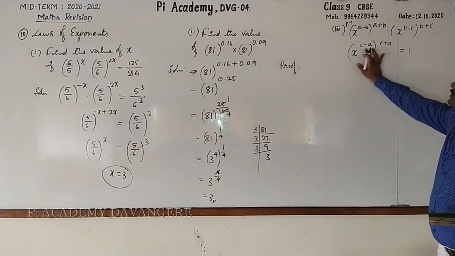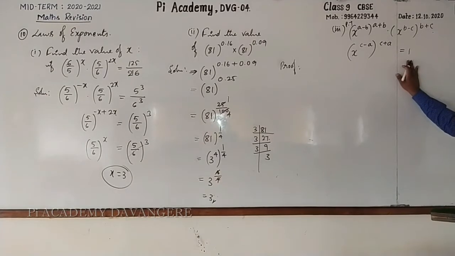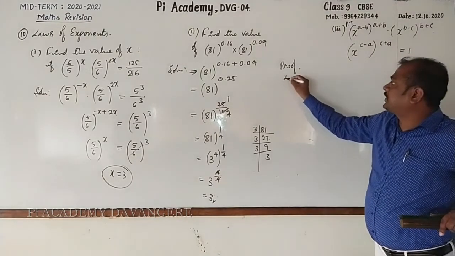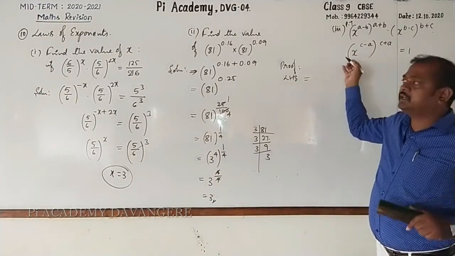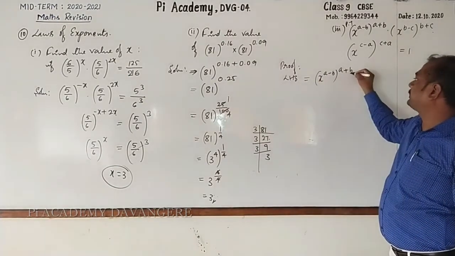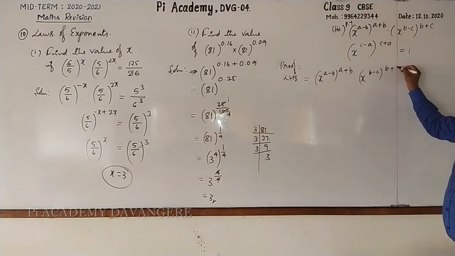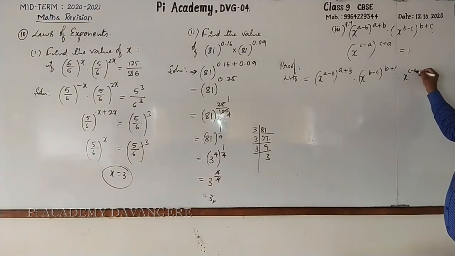Then (x^(c-a))^(c+a) equals 1. To prove this, first take the LHS and write it as it is: (x^(a-b))^(a+b) into (x^(b-c))^(b+c) into (x^(c-a))^(c+a).